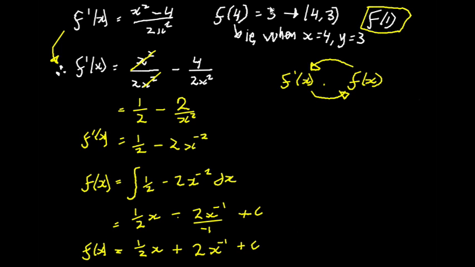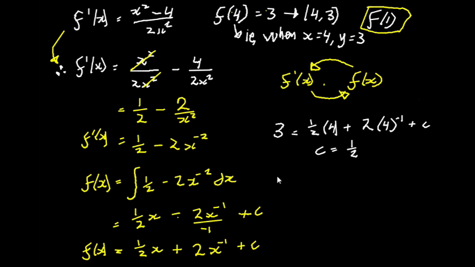Need to work out what my C value is, and I do that by using my point given at the start. So I can use those 2 points. So at 4, we get 3. So 3 is equal to a half, x is now 4, and I solve for C, which gives me a half.